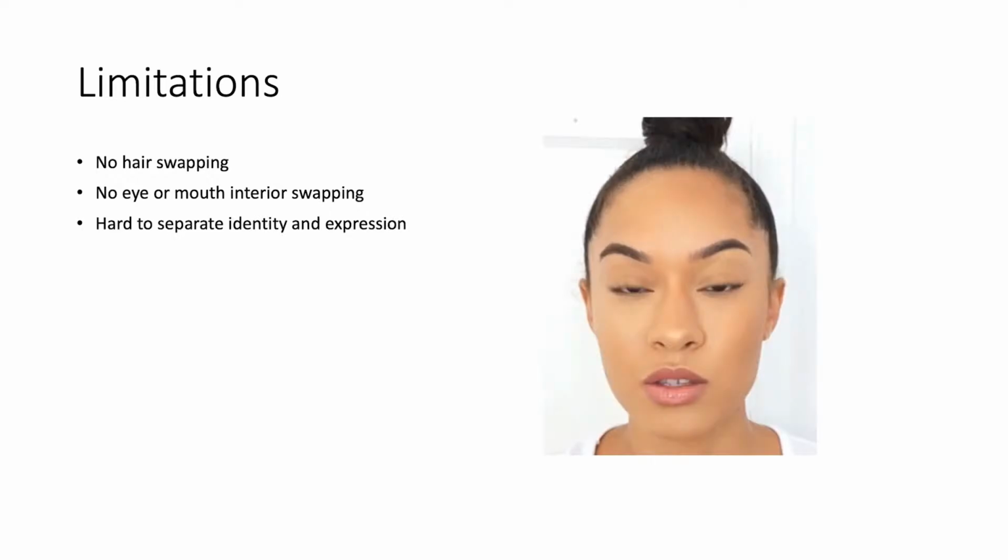The limitations of our method are that we cannot swap hair, eyes, or mouth interior. And it's very difficult to separate identity and expression. For example, if the source image shows oblique eyebrows, there are two possibilities. The subject has oblique eyebrows and makes a neutral expression, or the subject has flat eyebrows but makes an oblique eyebrow expression. It is very difficult to distinguish between the two possibilities, even for humans.